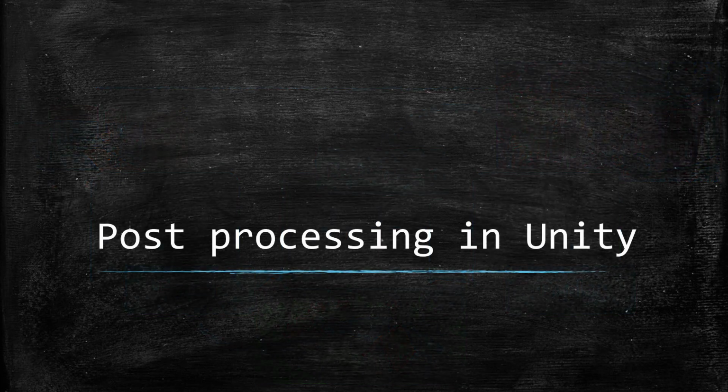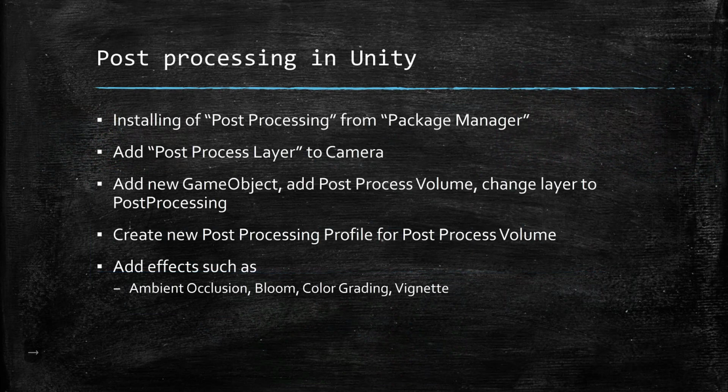So how do we do post processing in Unity? It's pretty simple. It's generally five steps in Unity. First is to install the package from the package manager. Then we want to add an additional component called Post Process Layer onto the camera. After that, we need to create another game object and add the Post Process Volume component, and we have to remember to change the layer. That's very important. Lastly, we're going to create a profile to determine what the effects are and some of the settings of the effects. Some of the effects that we have are ambient occlusion, bloom, color grading, and vignette.